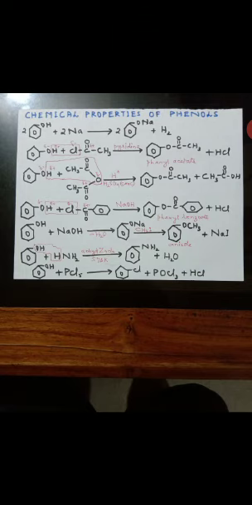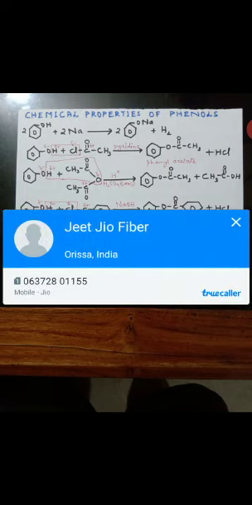I said that phenol is a weak acid. It behaves as a weak acid, not a strong acid like carboxylic acid or mineral acids like HCl, HNO3, H2SO4, and so forth. It is a weak acid, but it turns blue litmus red, which is different from alcohol. Alcohol does not turn blue litmus red. Alcohol is neutral towards litmus. But phenol turns blue litmus red. It proves that phenol is a weak acid.